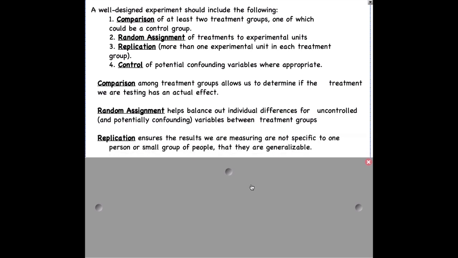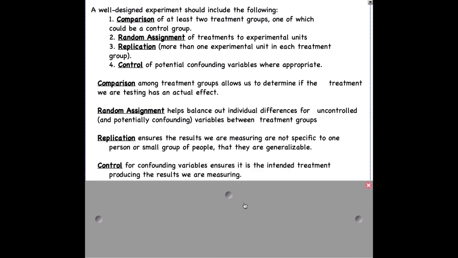Replication ensures that the results that we're measuring are not specific to one person or even a small group of people. And if we're seeing a consistent result in a treatment group, then we should be able to generalize that to the larger group that we draw our experimental groups or experimental units from. So it helps us to make sure that we can generalize.